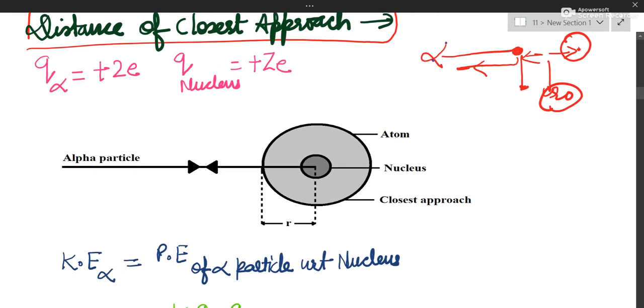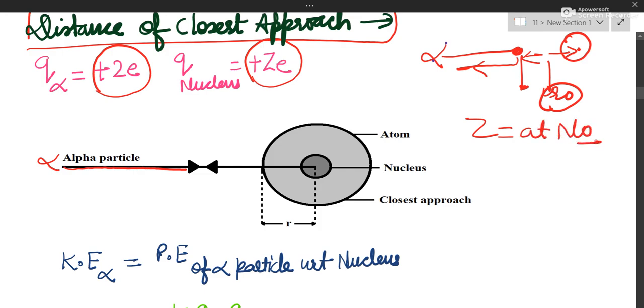You can see clearly in this diagram, alpha particle is directed toward the nucleus. Alpha particle is positively charged. It has a charge of plus 2e. And the nucleus is also positively charged because protons are there. So its charge is plus Ze, where Z is the atomic number, that is the number of protons. So that is the charge on the nucleus. Both are positively charged.